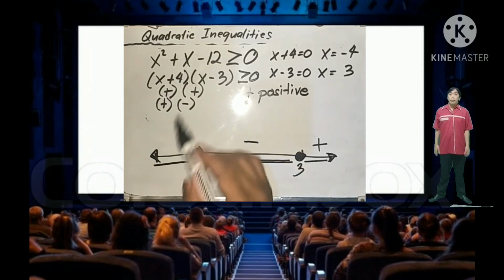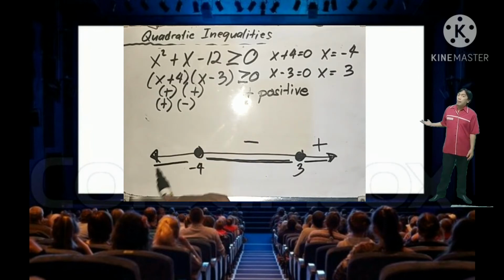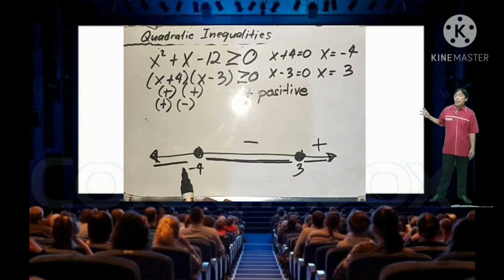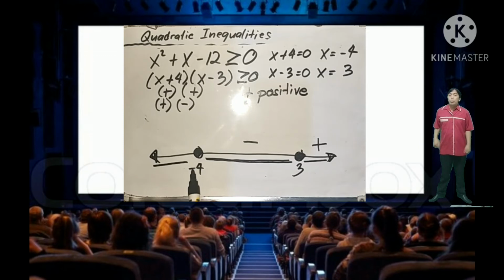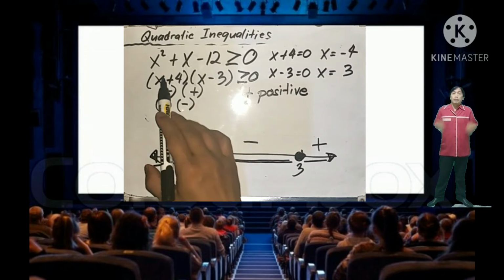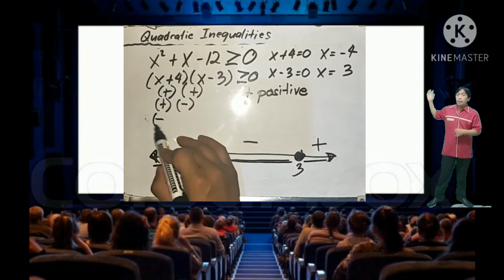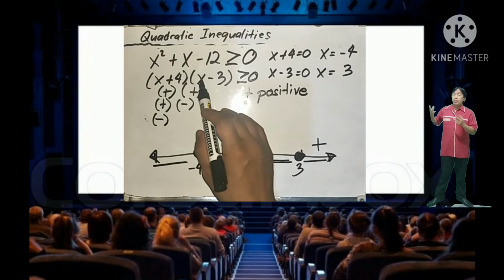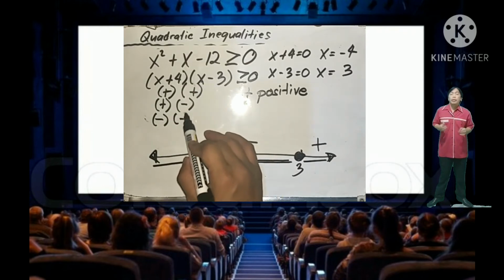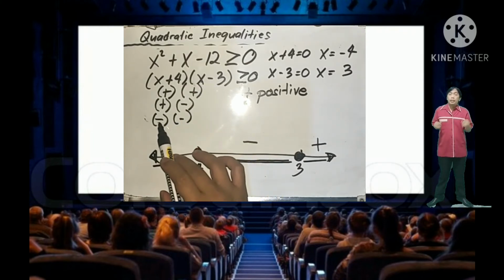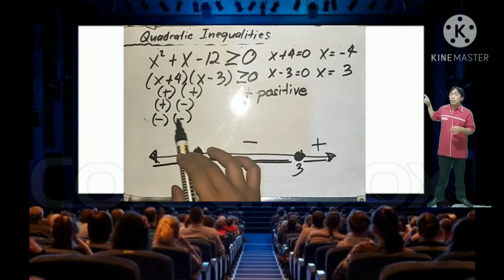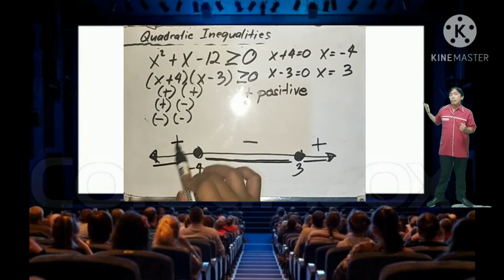Okay? Then, we have the third region here. So, I'll be thinking of a number on the left side of negative 4. So, sa kaliwa ni negative 4 ay si negative 5. Negative 5 plus 4, the answer is negative, then negative 5 minus 3, the answer is also negative. If we multiply both negatives, so negative times negative, the answer here is positive.